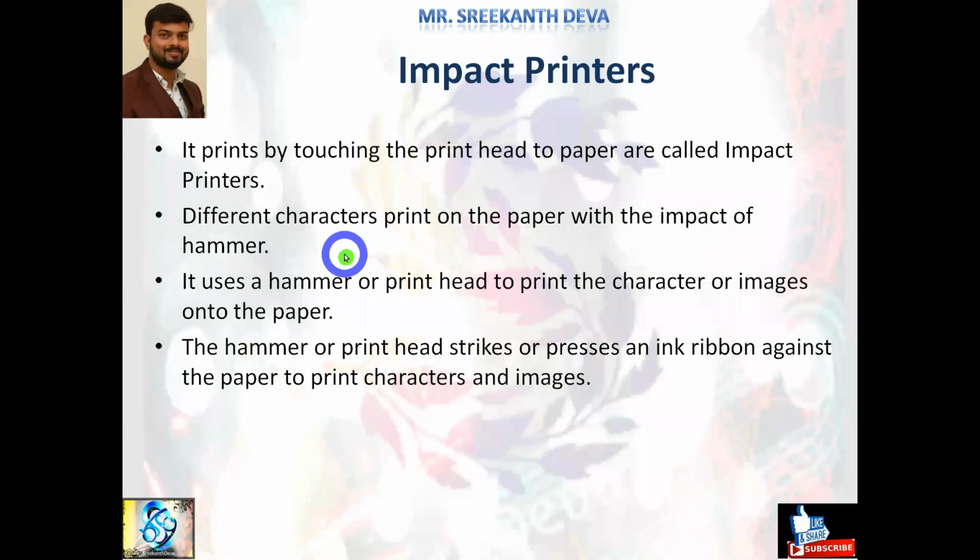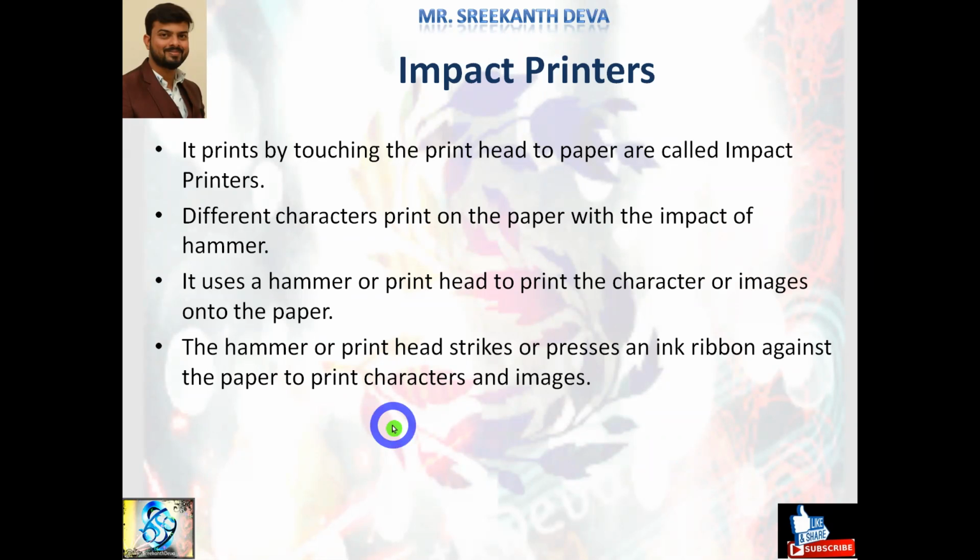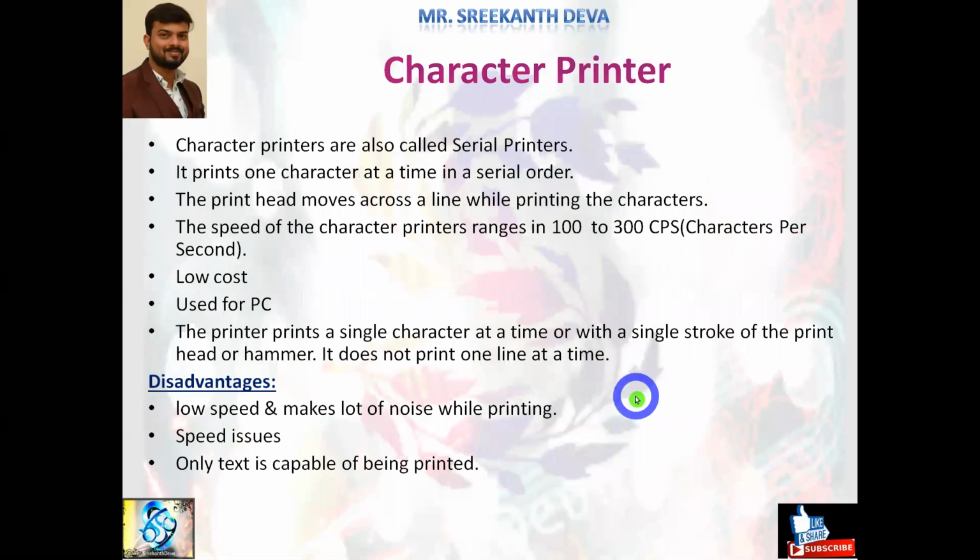Impact printers print by touching the print head to the paper. Different characters are printed on paper with the impact of a hammer. It uses a hammer or print head to print characters or images onto the paper. The hammer or print head strikes or presses an ink ribbon against the paper to print characters and images. This type of printer is called an impact printer.